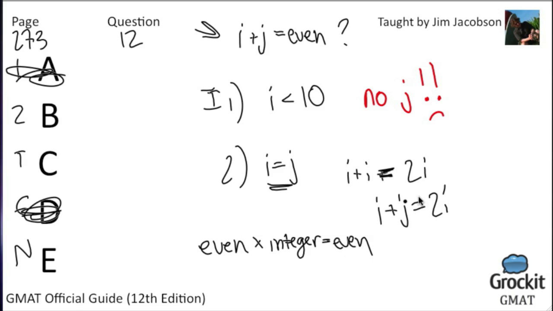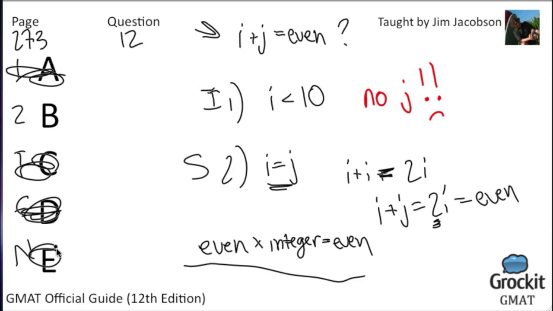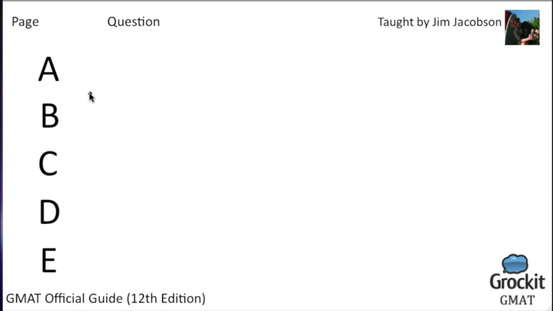So i plus j is equal to 2i. 2 is an even number. So this 2i thing absolutely has to be even 100% of the time because of this rule. So statement 2 is sufficient. We can cross off C and E, and with confidence, I put a square around B. On the real GMAT, you would click on B and then confirm your answer. And so we are on to our last one on page 273, number 13.